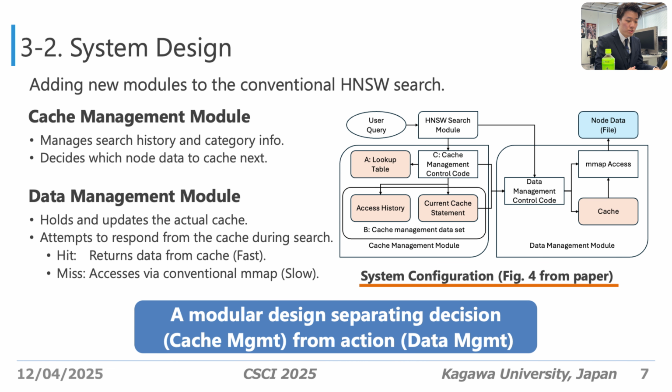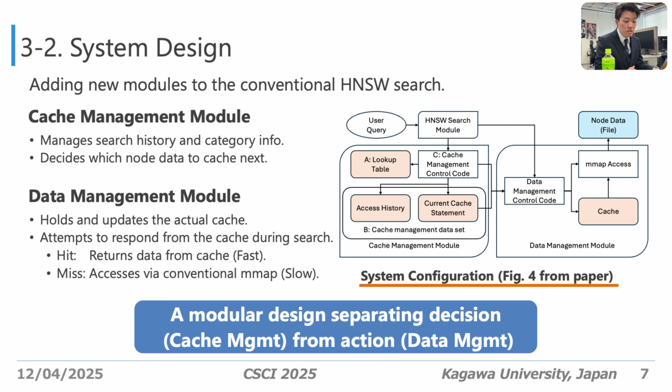This slide shows the system design. We added new modules to the conventional HNSW search. To explain their roles simply, the cache management module acts as the brain, and the data management module acts as the hands. On the left, the cache management module.